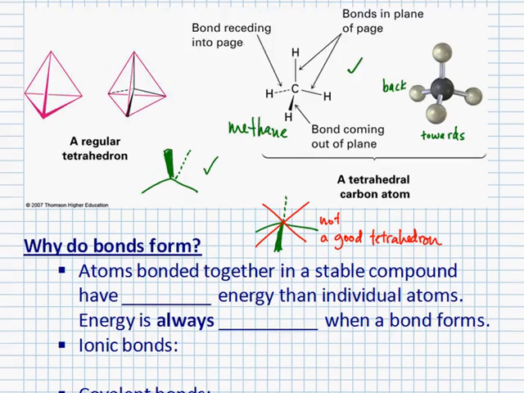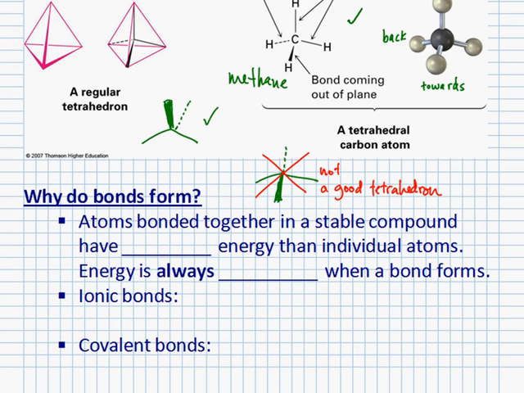That's going to be the most common tetrahedral way that we'll draw things. So let's start talking about why it is that bonds form, and we'll get into a little more of this in a bit. But it turns out that atoms bonded together in a stable compound, it's a favorable energetic change that's happened. Okay? They have lower energy than individual atoms. If I had in CH4, comparing the CH4 with individual atoms with 1 carbon and 4 hydrogens, it'll be much lower energy with those atoms that have combined together.